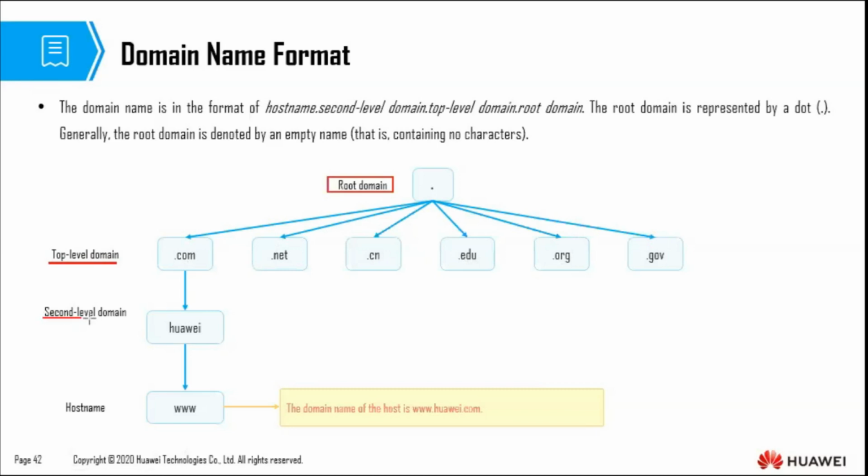Then you have a second level domain like Huawei. Then we have a host name like www. So www.huawei.com. Another example: mmu.ac.ke.